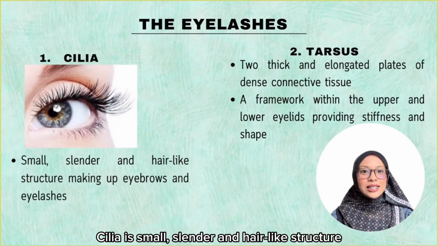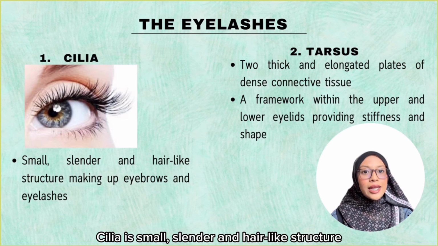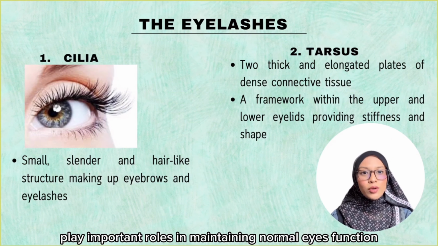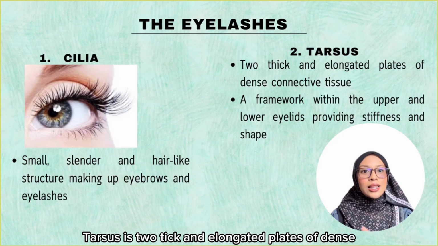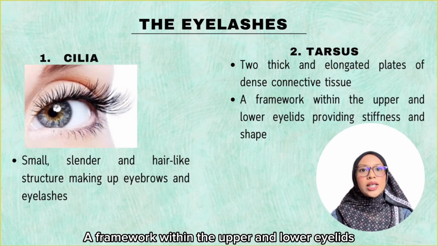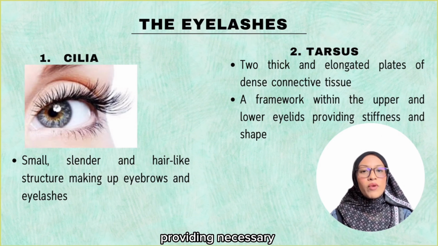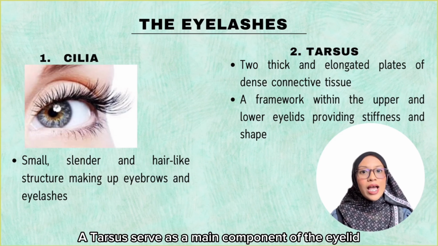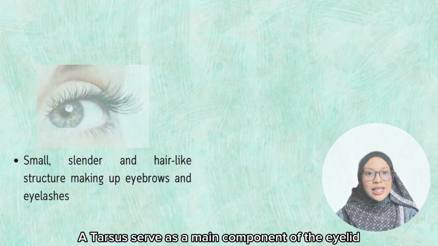Next is cilia. Cilia are small, slender, hair-like structures making up eyebrows and eyelashes, which play important roles in maintaining normal eye function. Next, tarsus. The tarsus is 2 thick and elongated plates of dense connective tissue, a framework within the upper and lower eyelids providing necessary stiffness and shape. The tarsus serves as a main component of the eyelid.